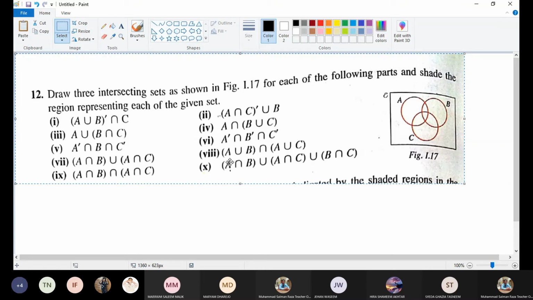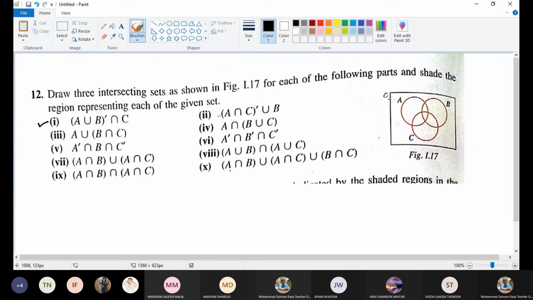For these three circular diagrams, you will be using the compasses, because every question you will be needing a different diagram over here. Let us start with question number one.